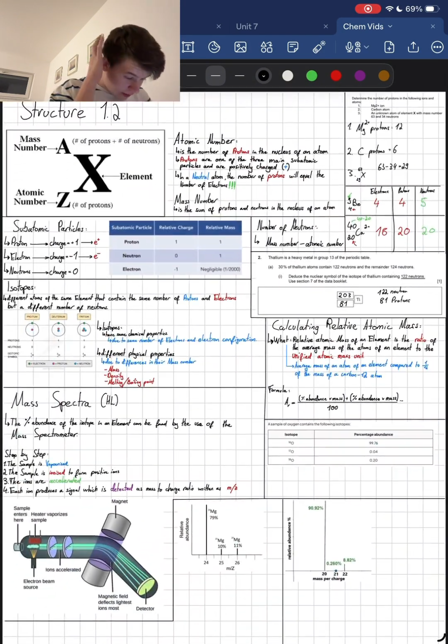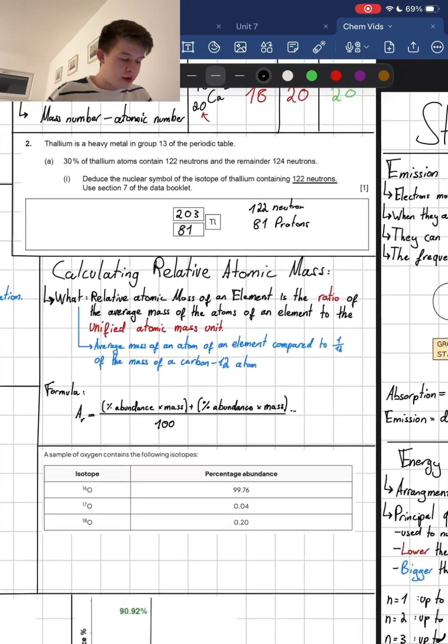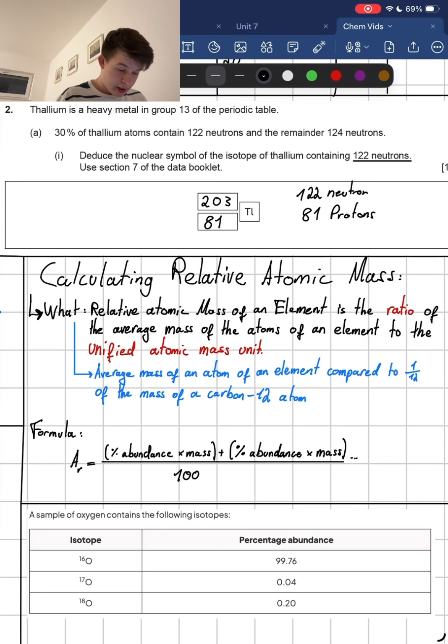Okay, so now let's go on to how to calculate the relative atomic mass. And that is kind of important because a lot of past papers do tend to use it. So what is the relative atomic mass? It is the ratio of the average mass of the atoms of an element to the unified atomic mass unit. So it's technically the average mass of an atom of an element compared to 1/12 of the mass of a carbon-12 atom. And how do we find it?